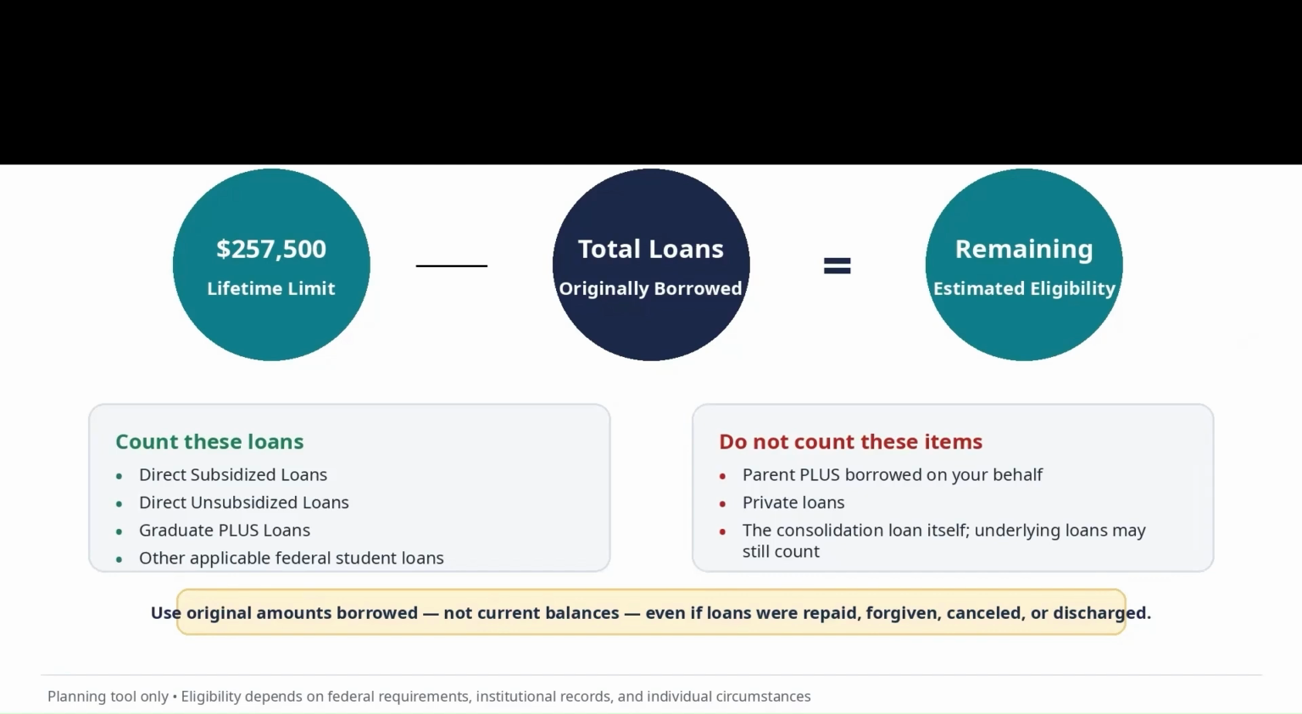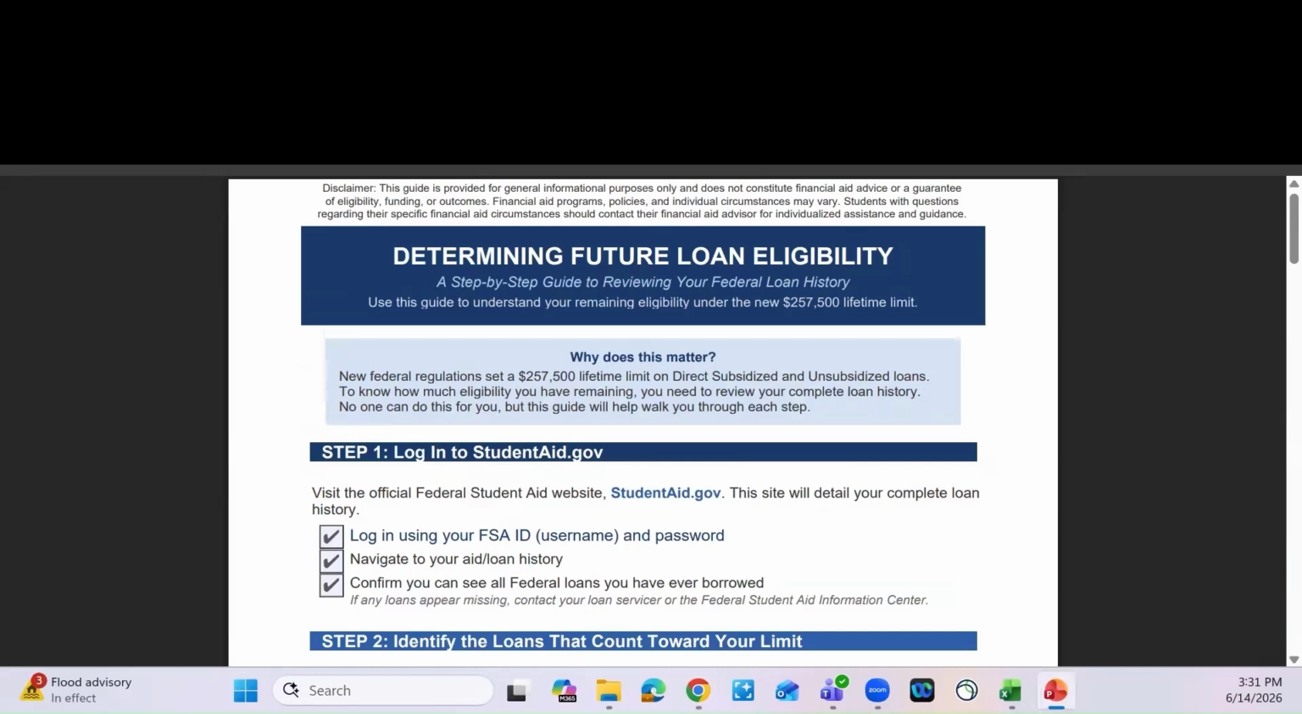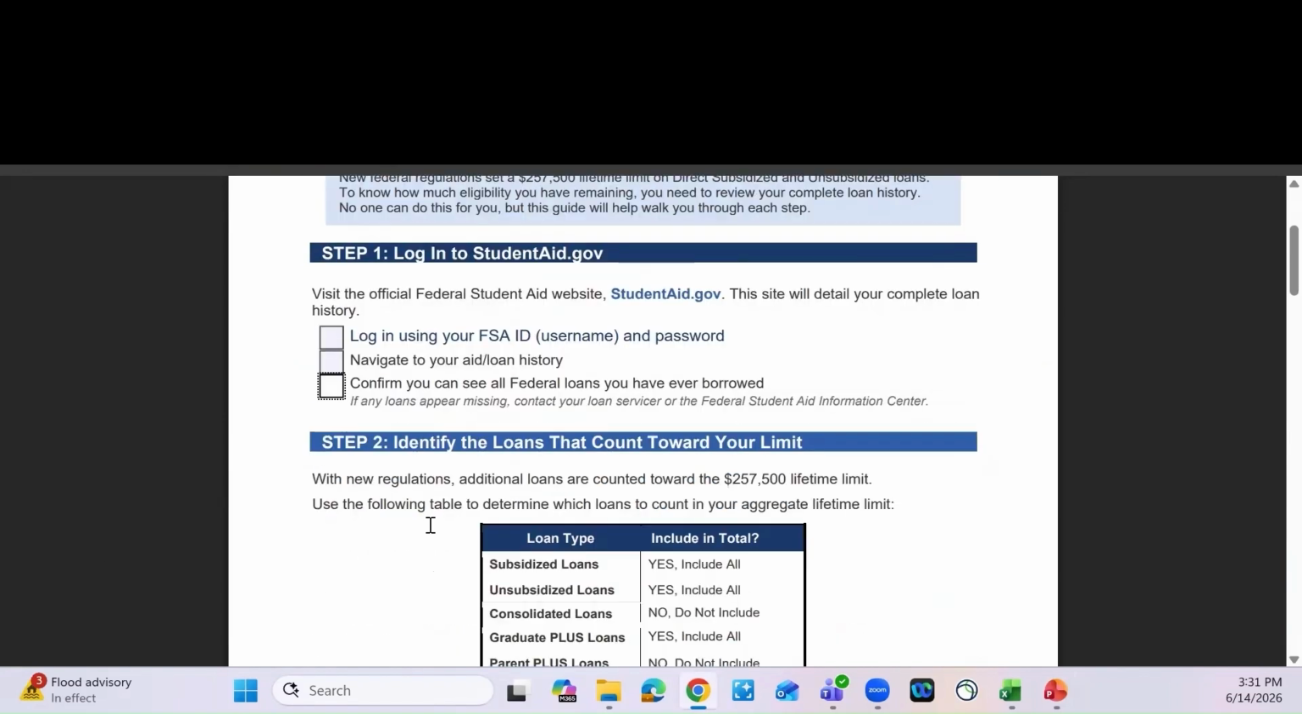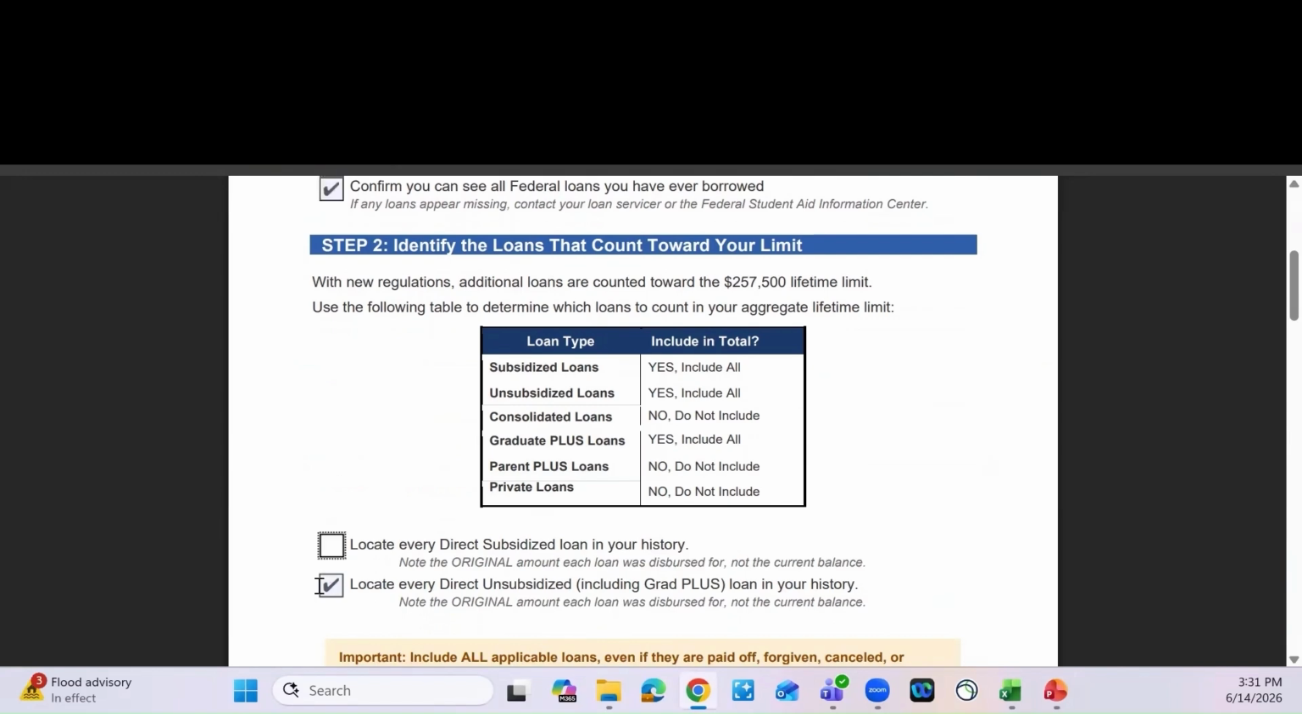$257,500 lifetime limit. This is an important planning step because the lifetime limit is not based only on a student's current balance. It is based on the original amount borrowed, even if some loans have been repaid, forgiven, canceled, or discharged. To assist in your calculation, again, the Office of Financial Aid has developed a Determining Your Future Loan Eligibility calculator. The calculator will walk you through step-by-step navigating to studentaid.gov and identify the loans that count or should not count towards your limit.